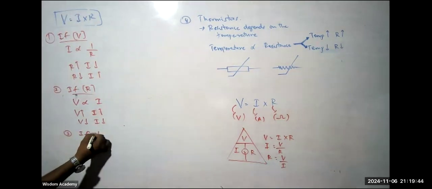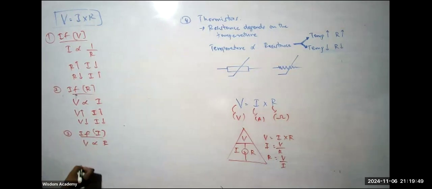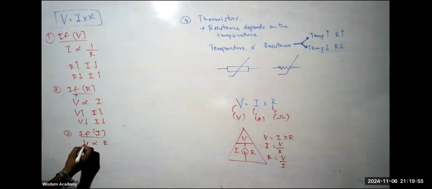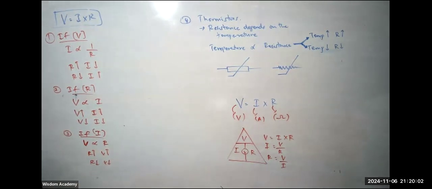So if I is constant, V is directly proportional to resistance. You increase the voltage, resistance increases. Or else you increase the resistance, voltage increases. You decrease the resistance, voltage decreases. Okay. So these are the relationships here.